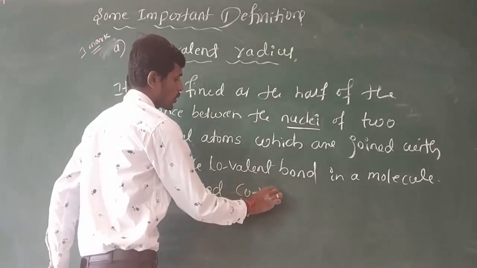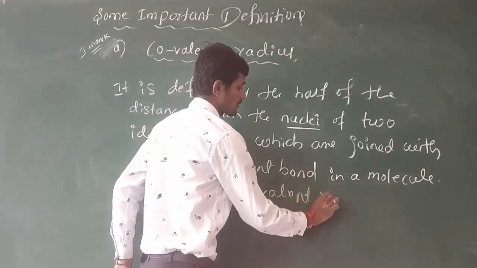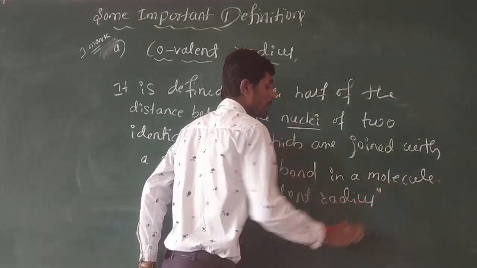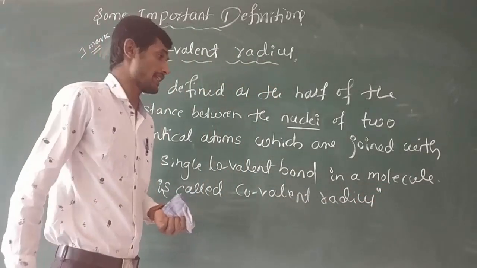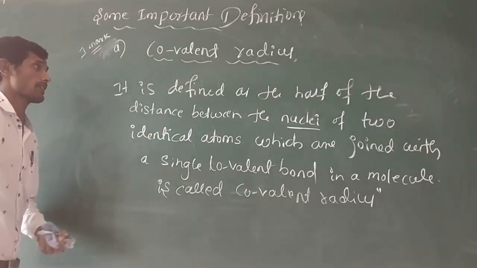This is called covalent radius. Yes, this is one very important definition. For 1 mark it may be asked in the annual examination. Please remember this. This is all important.